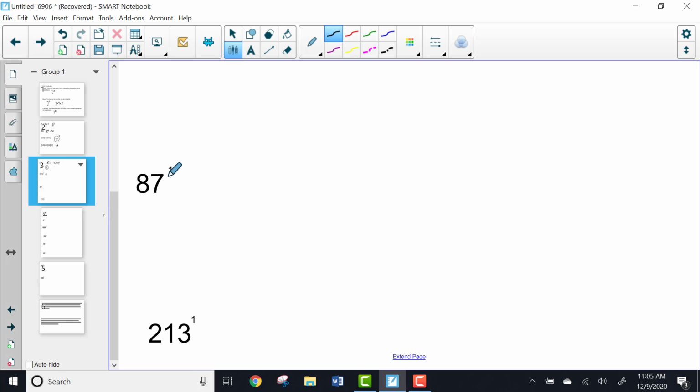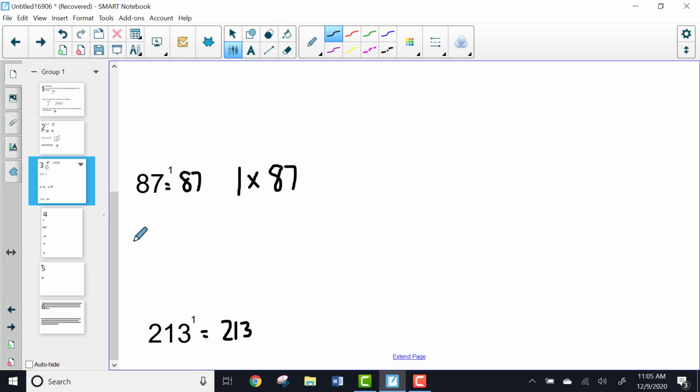Any base that has an exponent of 1 is just going to be that base. So remember, when we think about how we're writing out these exponents, it's 1 times a certain number. It's going to be 1 times 87. So anything that has an exponent of 1 is going to be that number, 87. 213 to the power of 1 is going to equal 213.